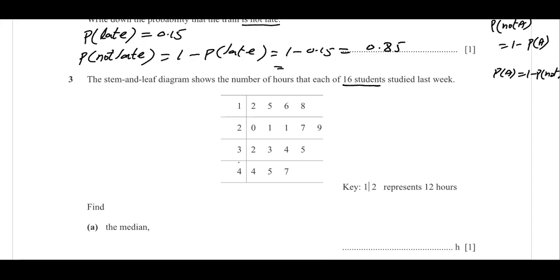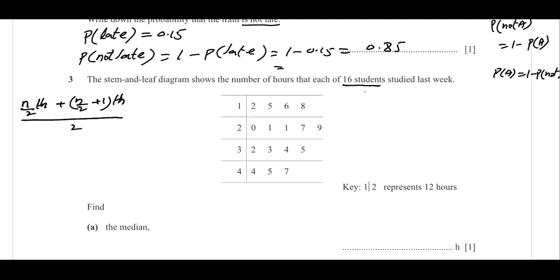Now 16 is an even number. And how do we find the median for an even number of values? Let's suppose there are n values, with n even. We take the n over 2th value plus the n over 2 plus 1th value, meaning one more than half of the total number of values, and then divide by 2. That will give you the median.